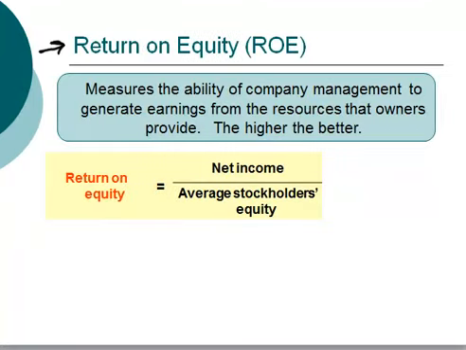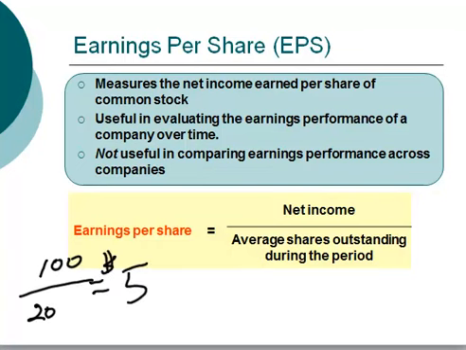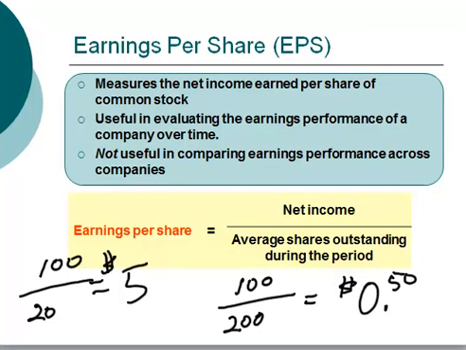ROE measures how well company management is generating earnings from the resources that we as owners have provided. The higher the better. Earnings per share measures individual shareholders' claim to net income. Imagine Company A, which has net income of 100, with only 20 average shares outstanding. That's an earnings per share of $5 for each share of stock. Company B might similarly have $100 of net income, but it might have 200 shares of stock outstanding on average, representing a claim of only 50 cents per share.